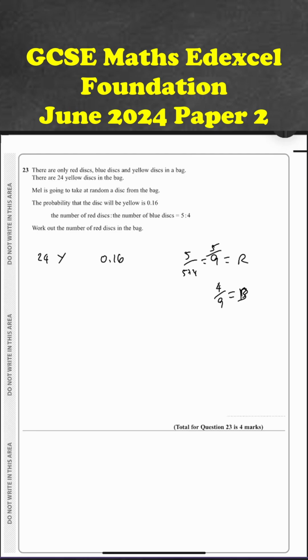So 0.16 probability being yellow means that 24 divided by 0.16 will get us the total number of discs in the bag, which is 150. Then what we're going to do is 150 minus 24 gives us 126 blue plus red discs. We want 5 ninths of 126. 5 over 9 times 126 on my calculator gives us 70 red discs.